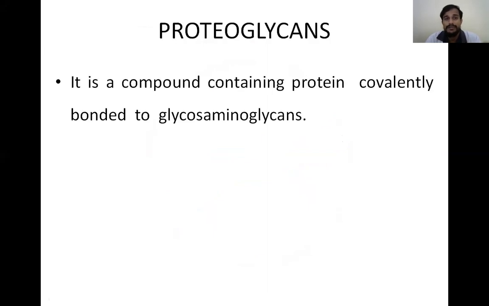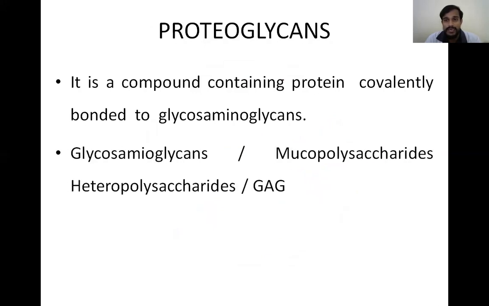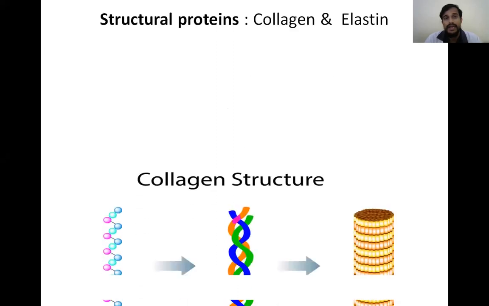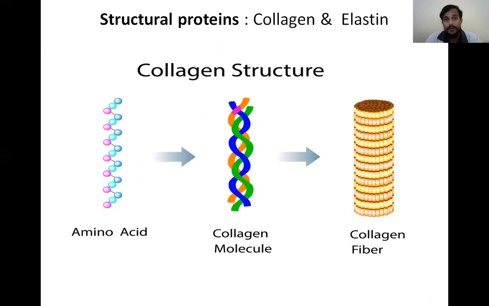So coming to proteoglycans, these are nothing but compounds containing proteins which are covalently bound to the glycosaminoglycans. And glycosaminoglycans, we know they are also known as heteropolysaccharides, mucopolysaccharides, and GAG. And coming to the second component, the structural proteins, which include collagen and elastin.